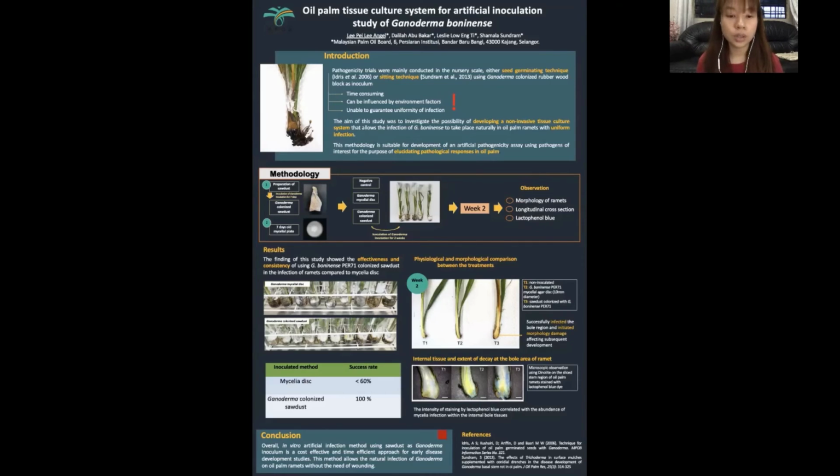Therefore, this in vitro artificial infection method using sawdust as Ganoderma inoculum is a cost-effective and time-efficient approach for early disease development studies. This method also allows a natural infection of Ganoderma in oil palm ramets without the need for wounding.